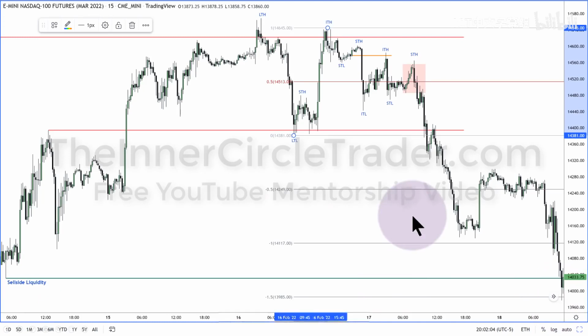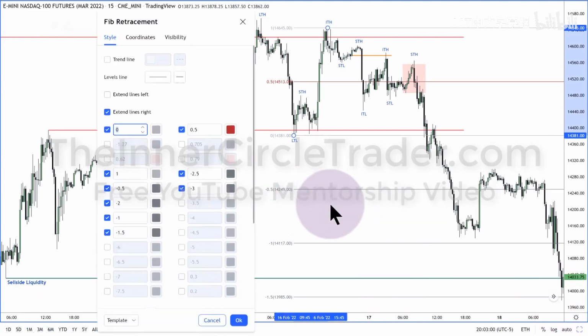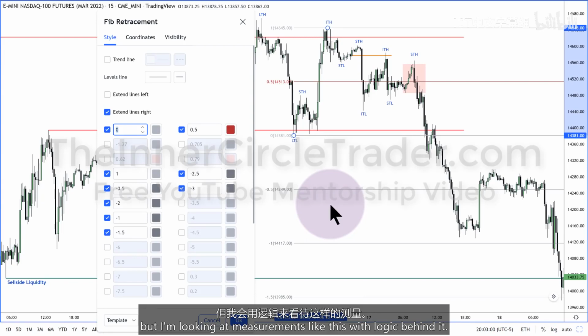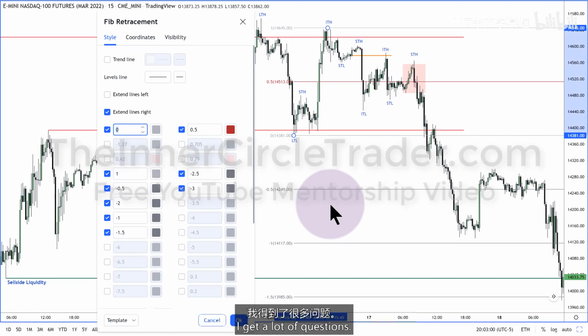Now I know what you're asking. What are your fib settings, ICT? There are my fib settings. Okay. I don't toggle everything because I don't need all the lines. But I'm looking at measurements like this with logic behind it. It's not just me randomly going in there, because I get a lot of questions.